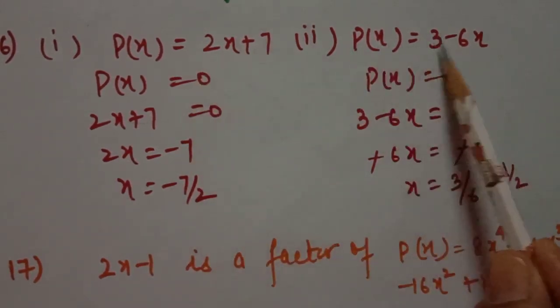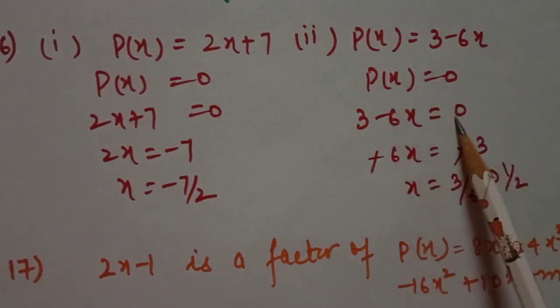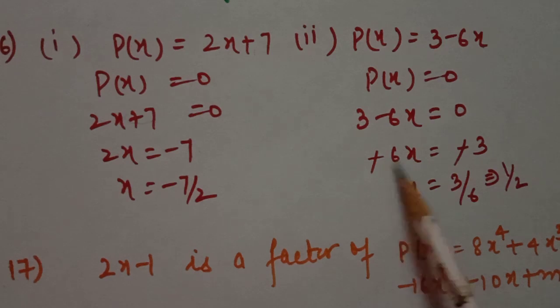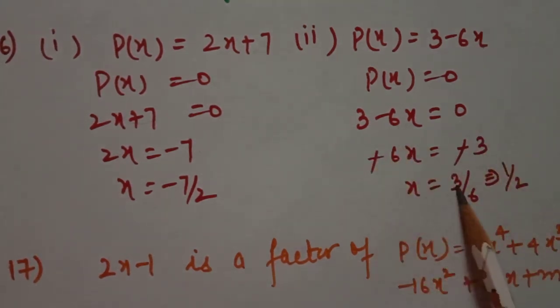Second part is p(x) is equal to 3 minus 6x. So for finding the zero, we have to put p(x) equal to 0. So minus 6x is equal to minus 3. Minus cancels with minus. So x is equal to 3 upon 6, which is equal to 1 upon 2. Now next question is question number 17.